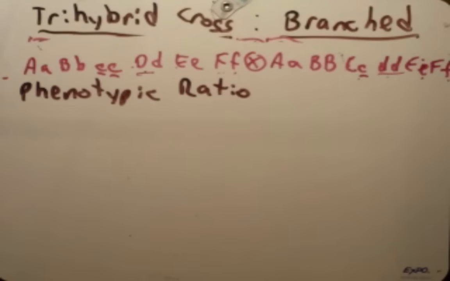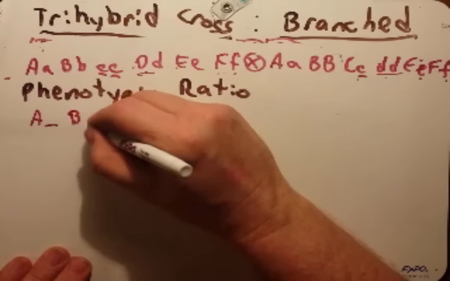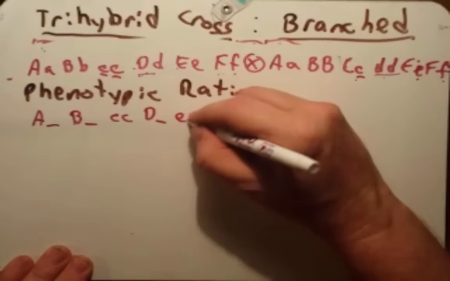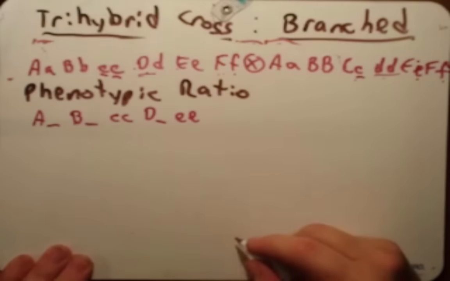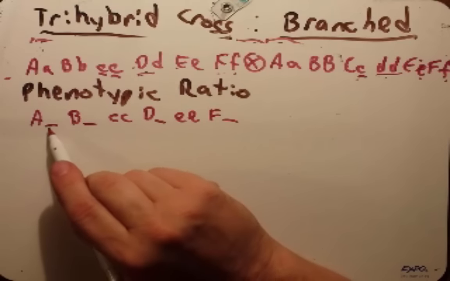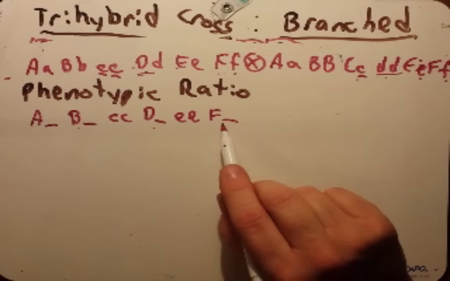Again, I'm not going to ask you to tell me all the possible phenotypes, but I could ask something like this. What's the probability of being big A phenotype, big B phenotype, little c phenotype, big D phenotype, little e phenotype, and big F phenotype? If you notice, I put a dash next to the big A, next to the big B, next to the big D, and next to the big F.